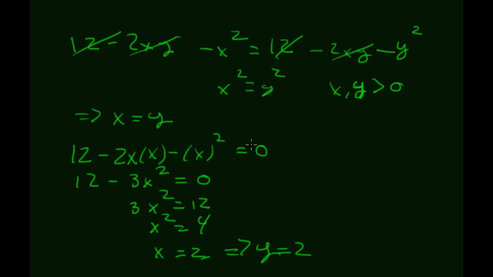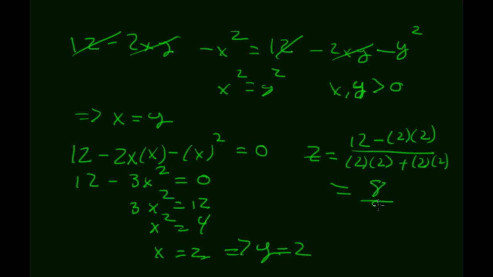Okay, so we also know that z, in this case, then should be 12 minus 2 times 2 over 2 times 2 plus 2 times 2, because that's our definition of z from above. So that's 12 minus 4 is 8, and 4 plus 4 is 8, which means z is 1. We have a critical point, right? The critical point is now 2, 2, 1. Okay, so let's see what that actually means.